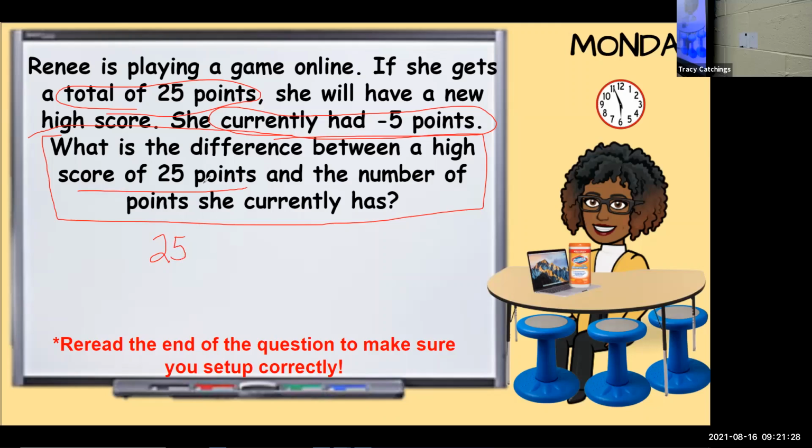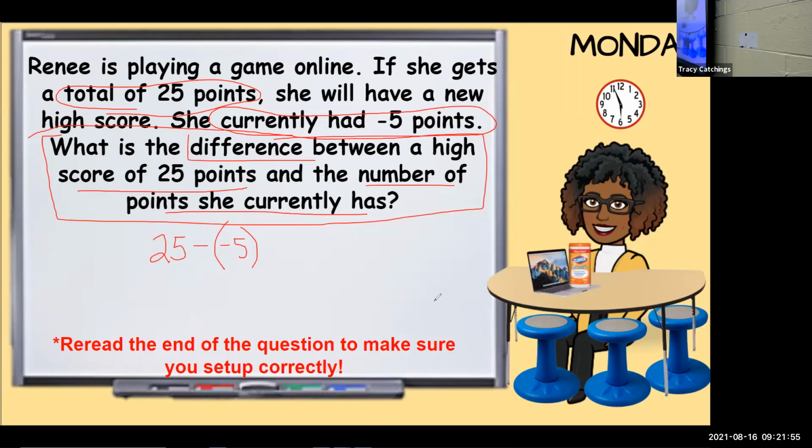They used the word difference. So we know that means what? So go ahead and put subtraction. And then it says the number of points she currently has. How much does she currently have? Negative 5. So reread the question. The end of it is pretty much going to let you know what it needs to be. It's going to tell you what comes first. Put that subtraction sign at the end of your second number. So now that we have written it, we're going to rearrange it according to those steps.